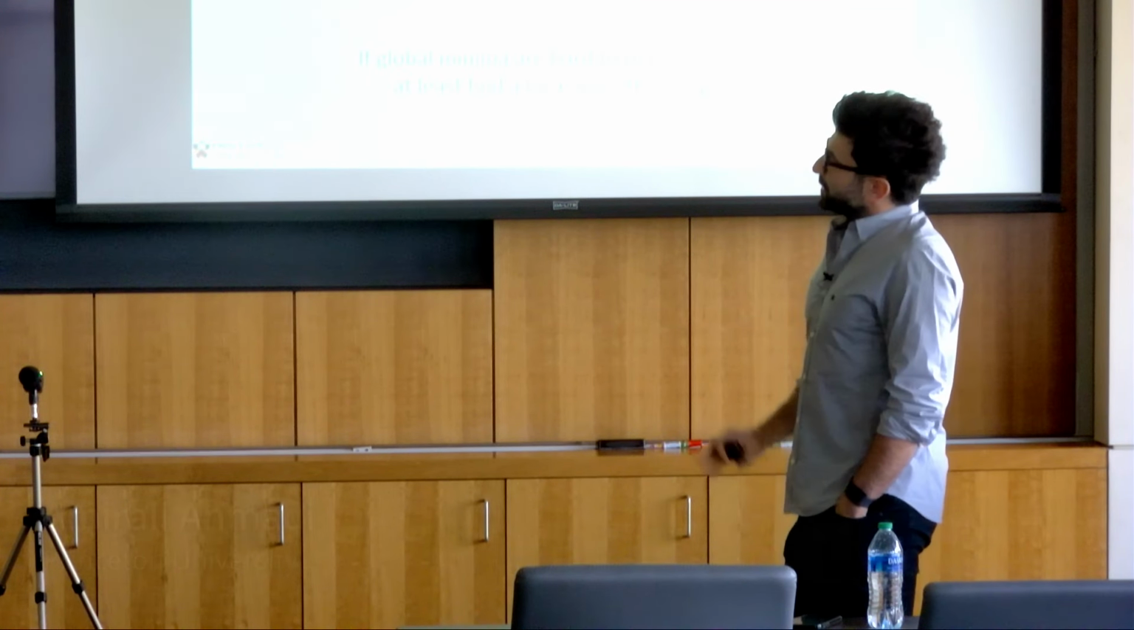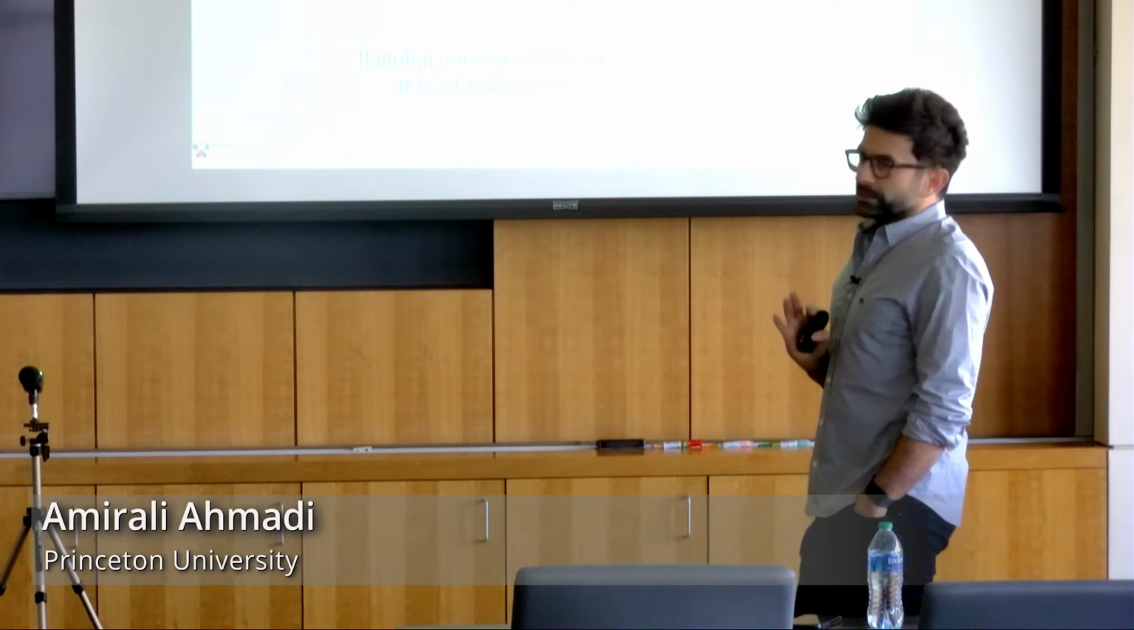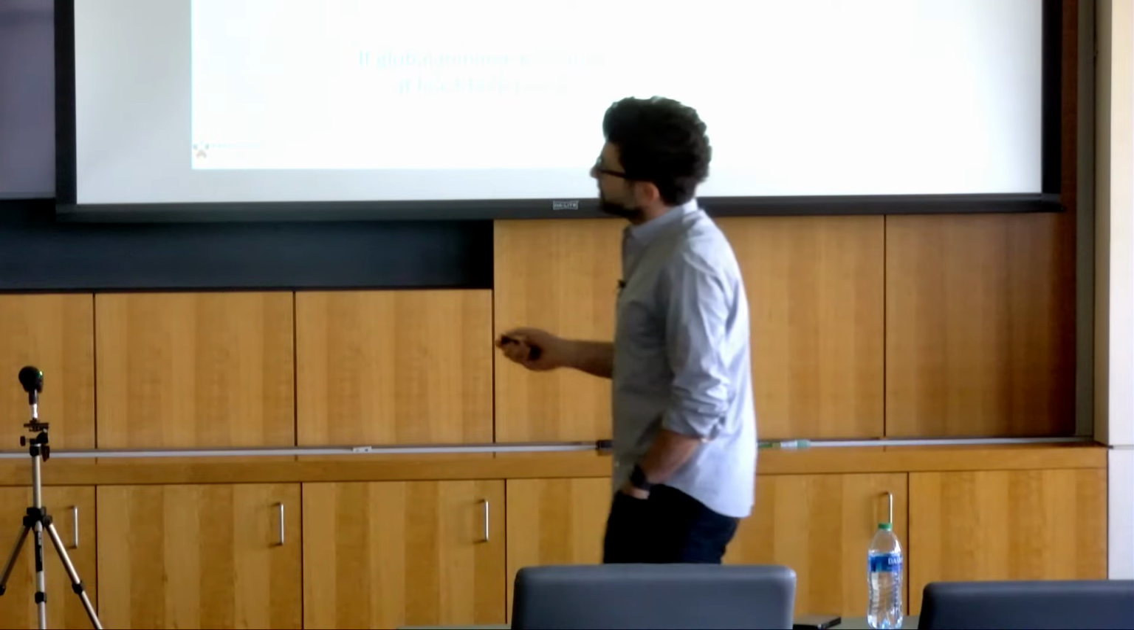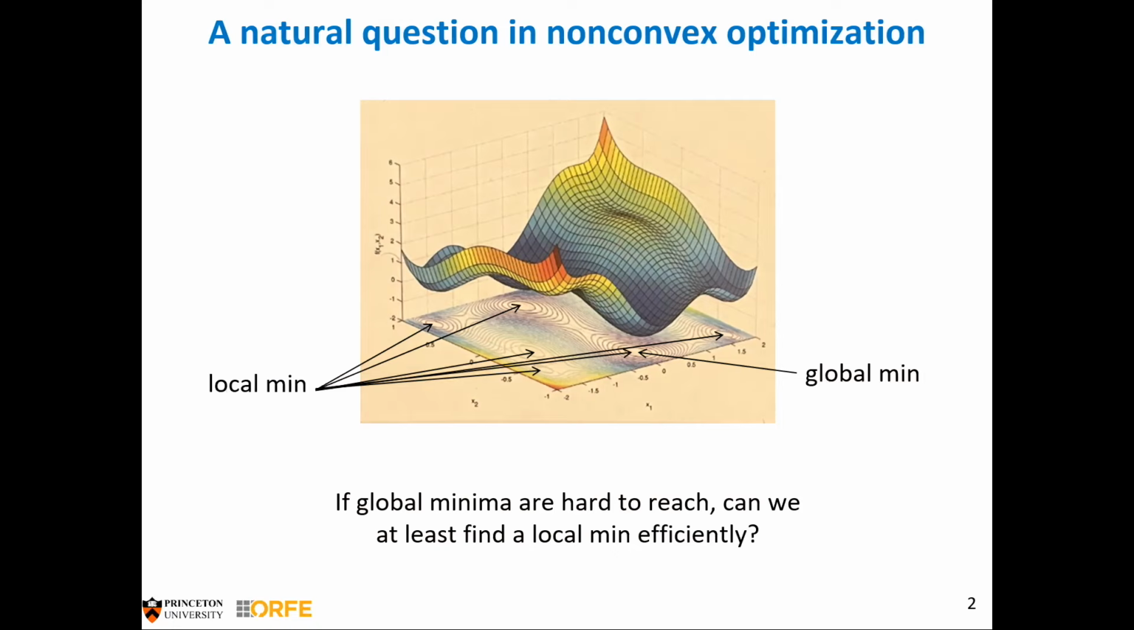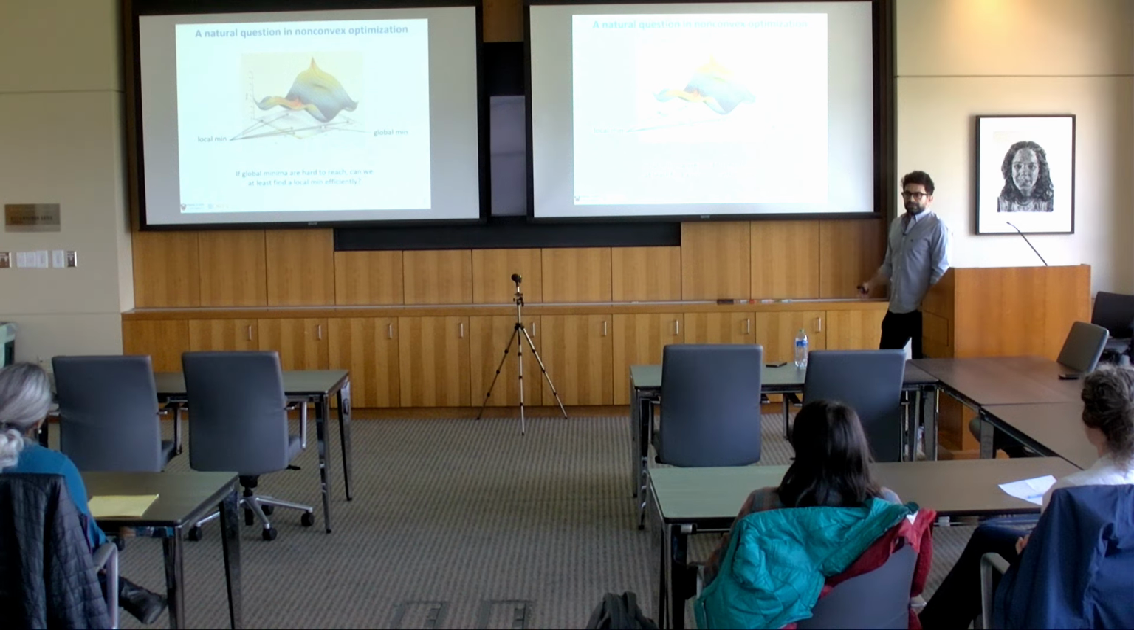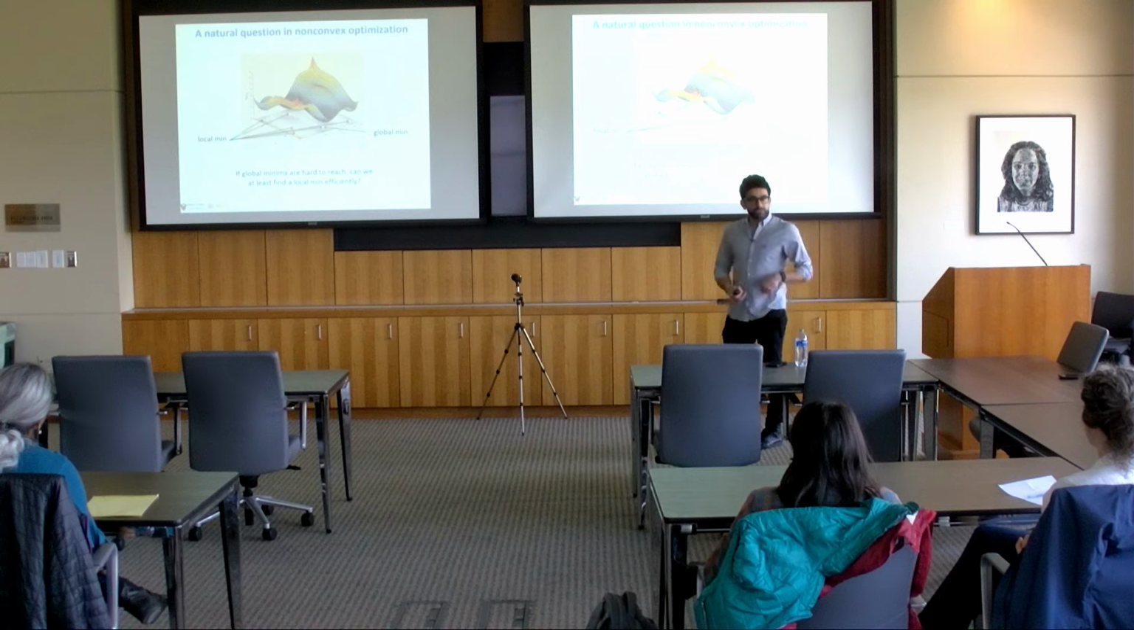Okay, so this talk is quite high level, and feel free to stop me and ask questions at any point. The picture I would like to have in mind as a motivation for this talk is some landscape like this, when you have a non-convex optimization problem, so there's a distinction between local and global minima. And I want to, at a high level, study this question: if we're in a situation where global minima are hard to find, can we at least find a local minimum efficiently? And I want to formalize what this means. But in fact, this is the intuition that a lot of practitioners of optimization have.